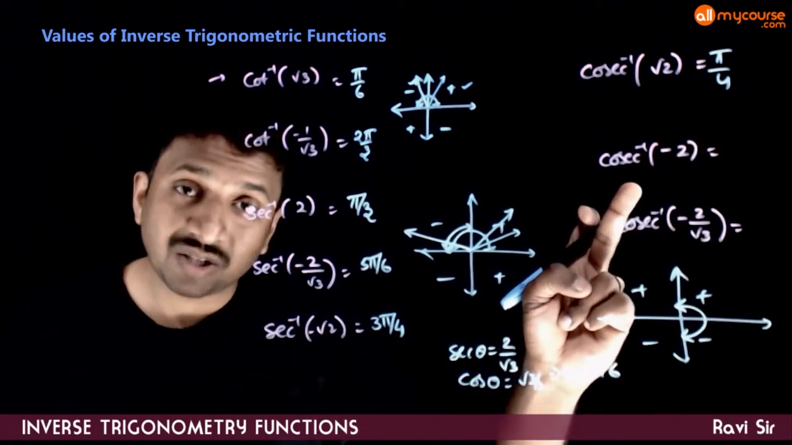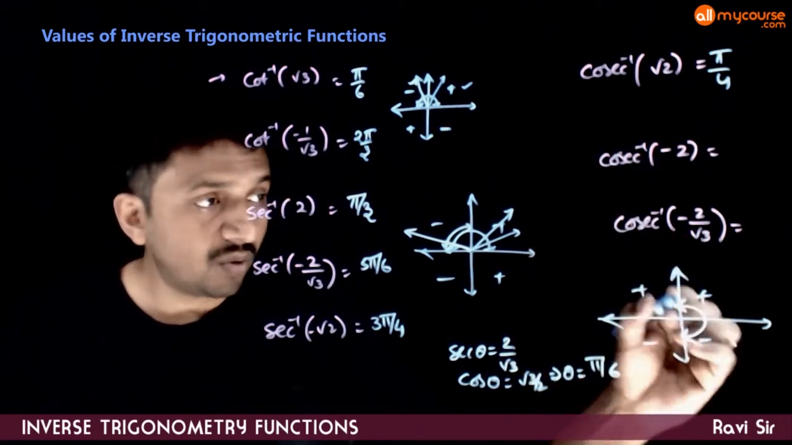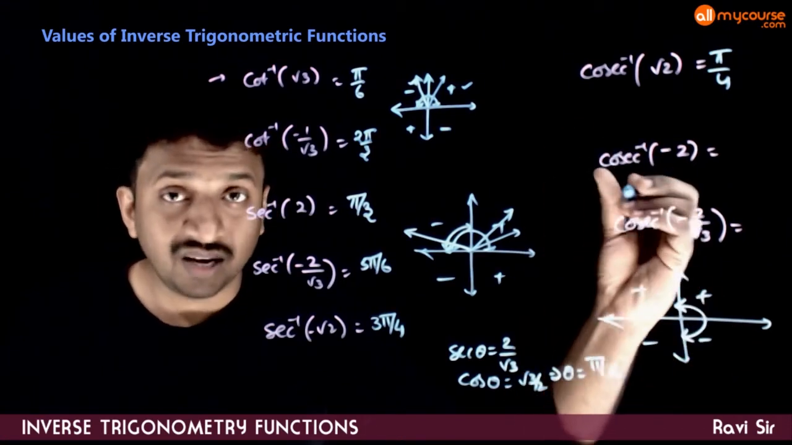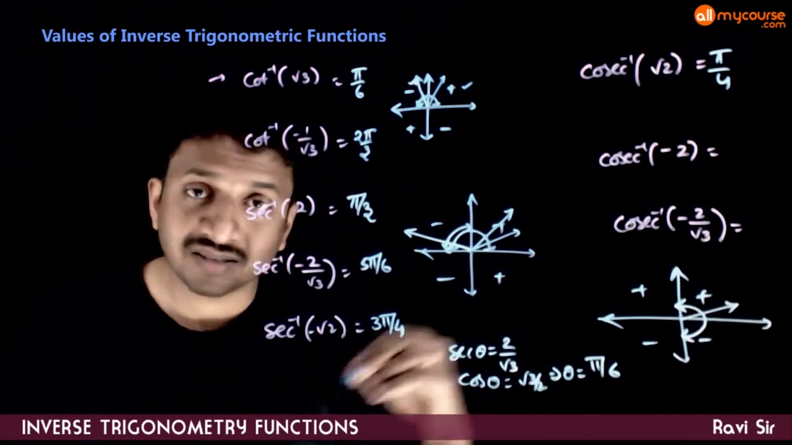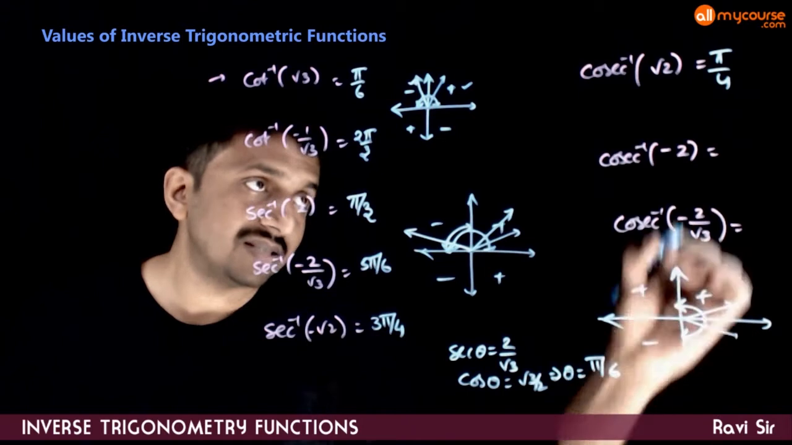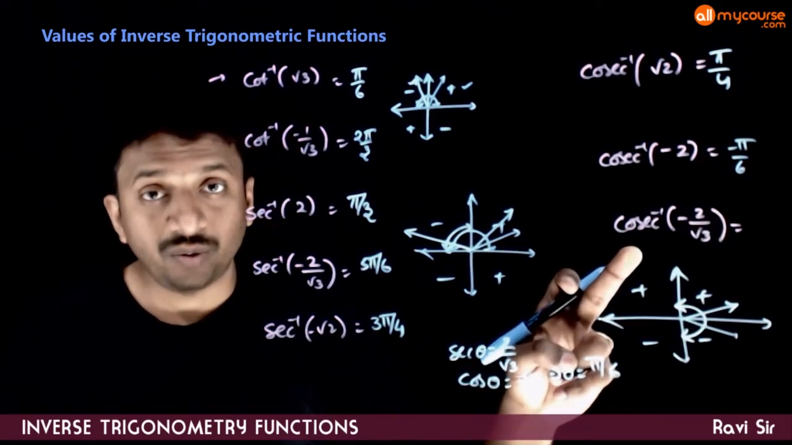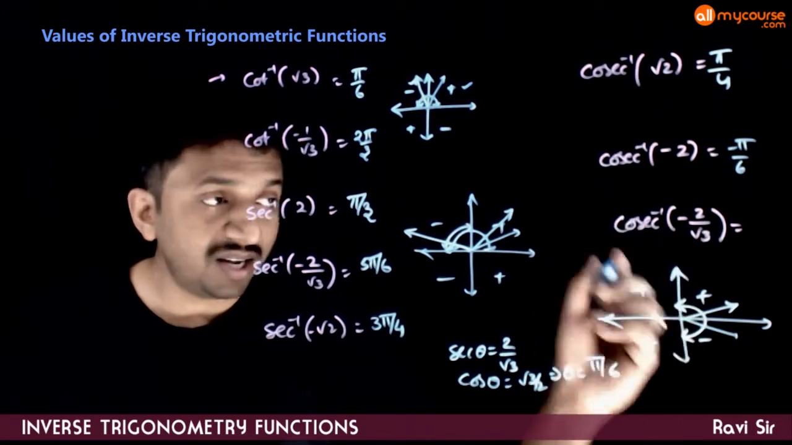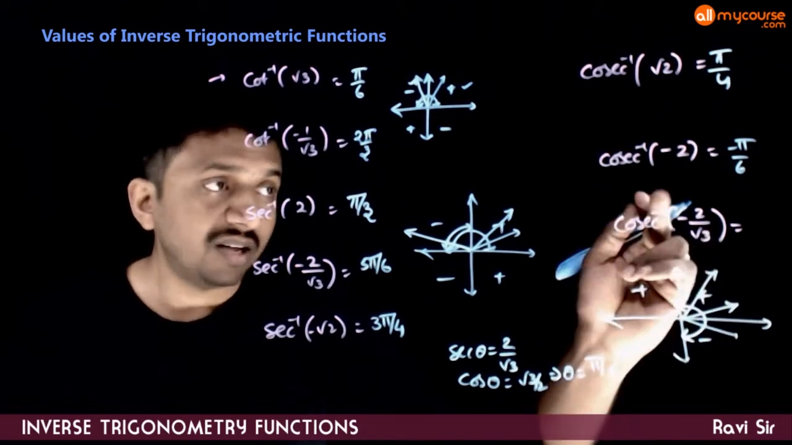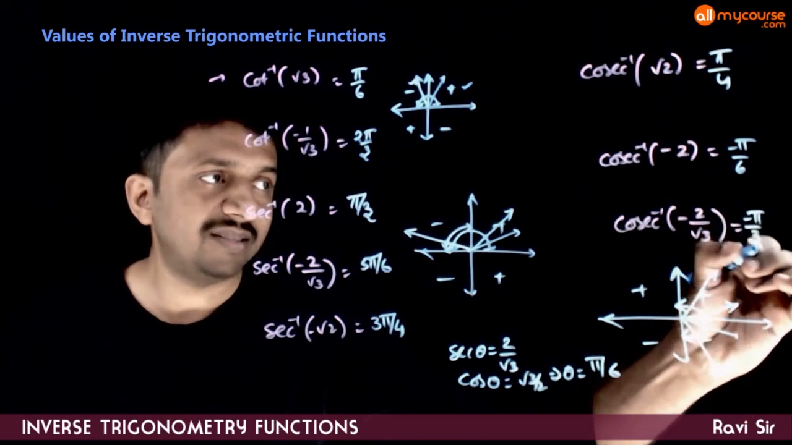Cosecant inverse of minus 2. First find the allied position in the first quadrant. Cosecant equal to 2 corresponds to pi by 6. So cosecant inverse of minus 2 is minus pi by 6. Corresponding to 2 by root 3, we have pi by 3. Corresponding to minus 2 by root 3, we have minus pi by 3.